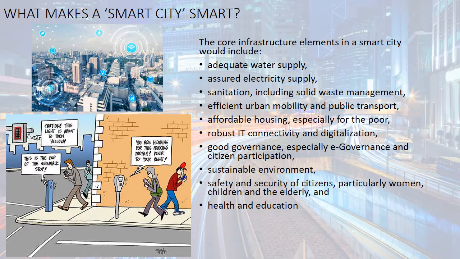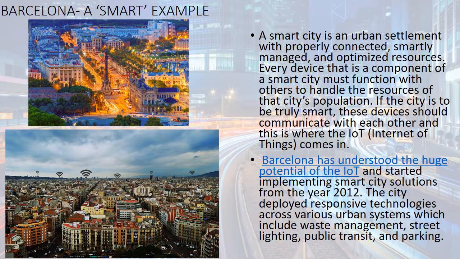Adequate water supply, assured electricity supply, sanitation including solid waste management, efficient urban mobility and public transport, affordable housing especially for the poor, robust IT connectivity and digitalization, good governance, especially e-governance and citizen participation, sustainable environment, safety and security of citizens, particularly women, children, and the elderly, and health and education.